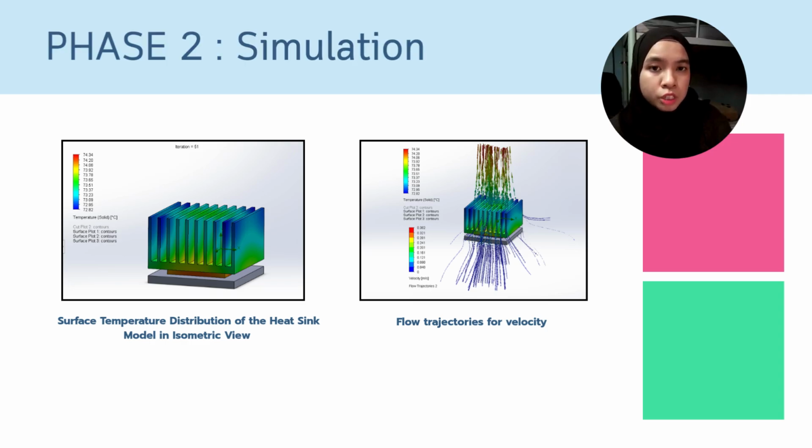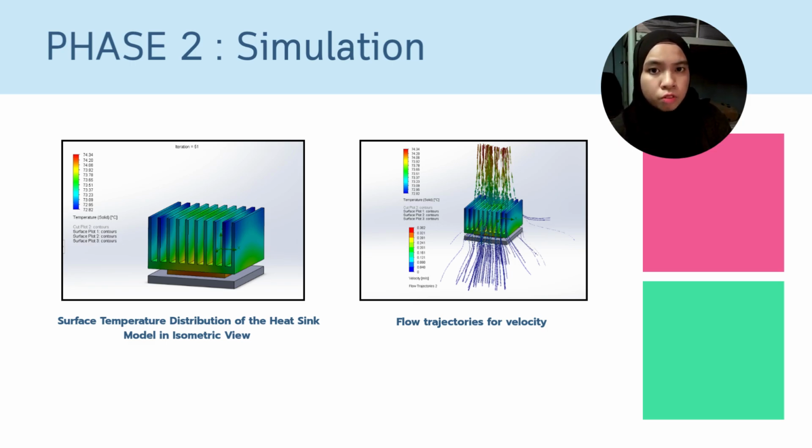Next, for the simulation results, the first figure shows the surface temperature distribution of the heatsink model in an isometric view. From this figure, we can observe the temperature variation across the heatsink structure. The highest temperature occurs at the base where the heat source is applied, and the heat gradually spreads to the fins, causing the temperature to decrease towards the fin tips. This shows that heat is effectively transferred and distributed through the heat sink before being released to the surrounding air.